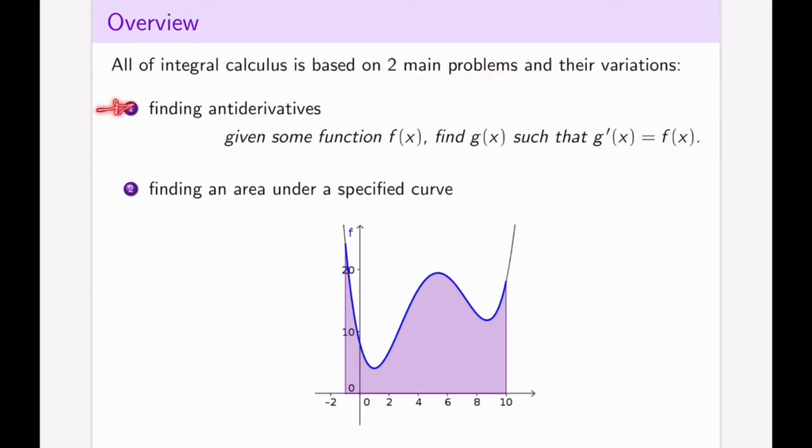The first problem is the problem you probably have seen at the end of Calculus 1 class, finding antiderivatives. So it's like anti-differential calculus. If we have some function, the idea of an antiderivative is that we would like to find another function g so that the original function is produced by its derivative.